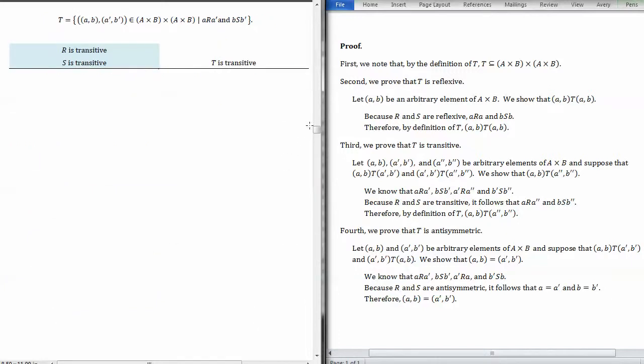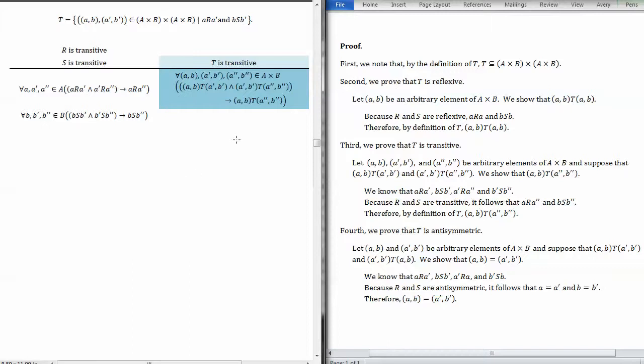Let's take the transitive one next. So I'm going to use that R and S are transitive to prove this. And we remember the definitions there. We have, for example, a prime, a double prime, and a, such that the first is related to the second, and the second is related to the third, then the first is related to the third. And same thing in B. And I want to prove that this is true in T, so I get a big mess. Now I have to take 3 ordered pairs in A times B. And again, if the first is related to the second and the second to the third, then the first is related to the third, this time under T.